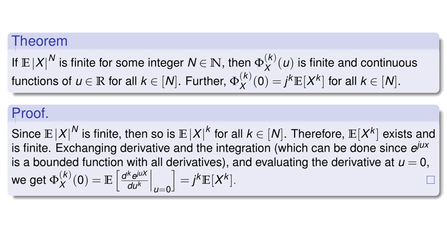Performing this differentiation k times with respect to u and then setting u equals 0 yields phi sub x superscript k evaluated at 0 equals the expectation of the kth derivative of e to the jux with respect to u evaluated at u equals 0, which simplifies precisely to j to the k times the expectation of x to the k.